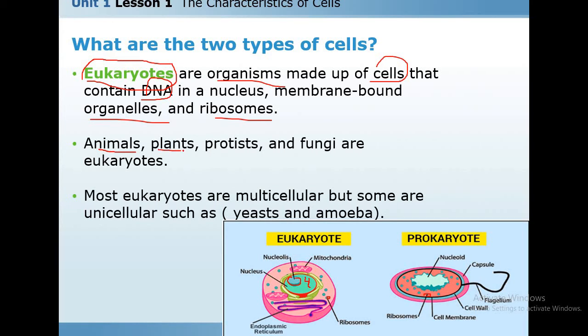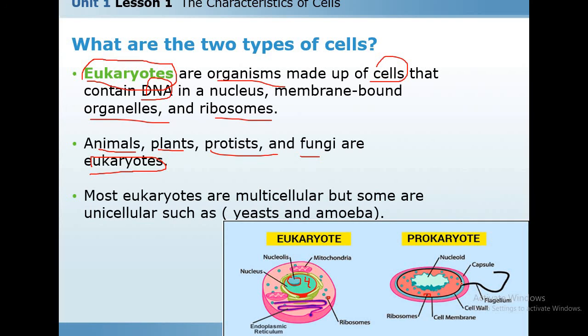Animals, plants, protists, and fungi are eukaryotes. Eukaryotes, like a cell of a human, have DNA present inside the nucleus, and also have ribosomes like a prokaryote, while prokaryote DNA is present in the cytoplasm because they do not have a nucleus, and also have ribosomes like eukaryotes.